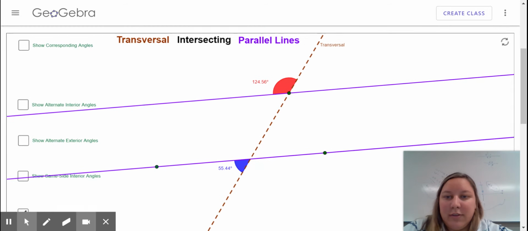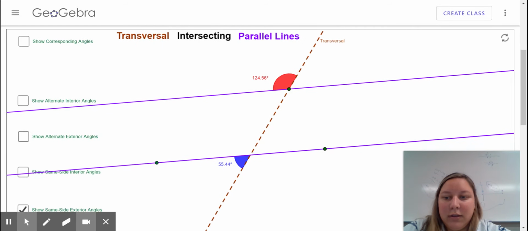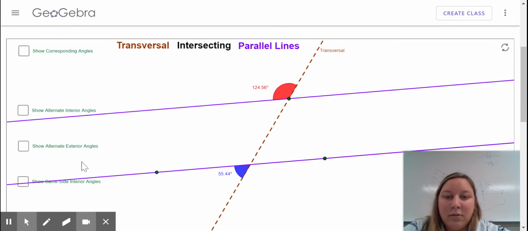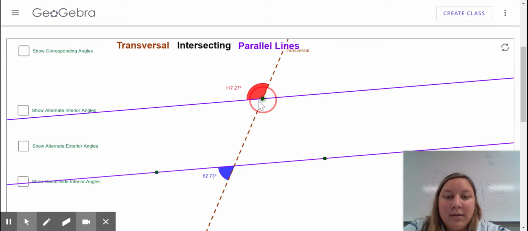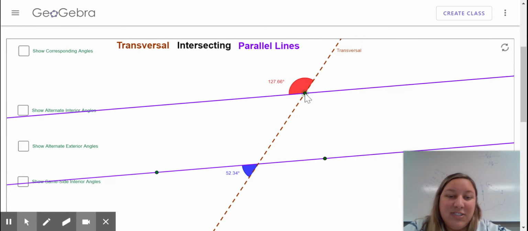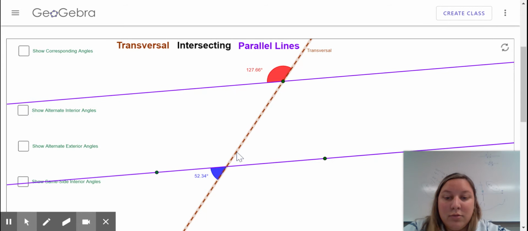Okay, I'm sorry if this was a quick review of parallel lines intersecting with a transversal, but there are all these different angle measures, and I'm going to put the link to this website in Google Classroom if you want to check it out and play around with it. It's a great tool, a great manipulative to see.